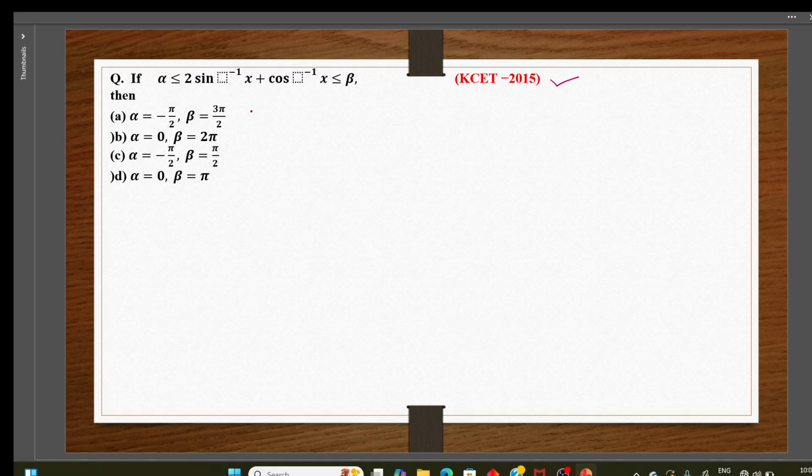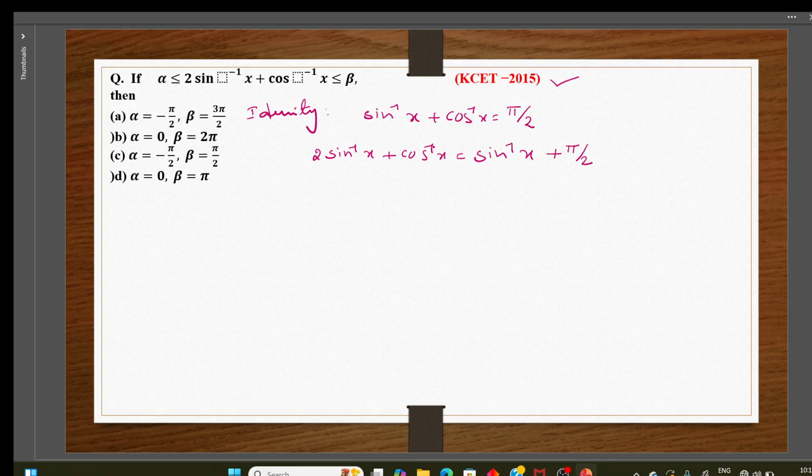So we know one identity. Okay. What is the identity? Sin inverse of x plus cos inverse of x is equal to pi by 2. Using the identity sin inverse of x plus cos inverse of x is equal to pi by 2, rewrite this identity by adding sin inverse of x on both sides. We get 2 sin inverse of x plus cos inverse of x is equal to sin inverse of x plus pi by 2.